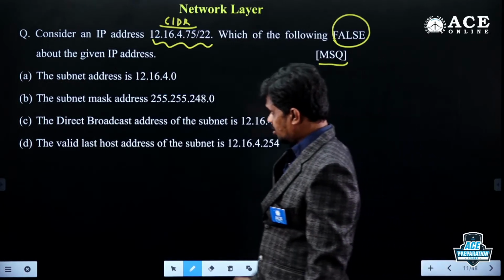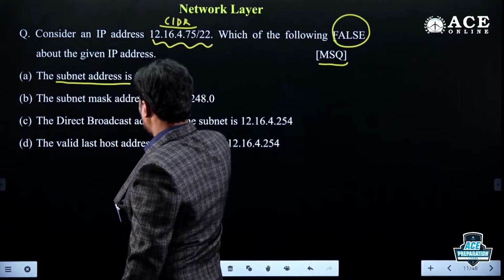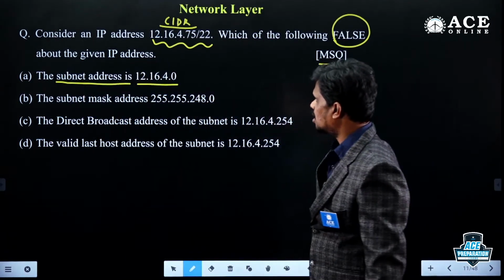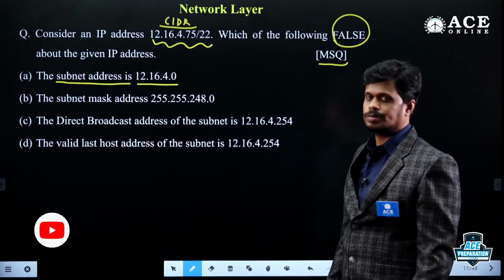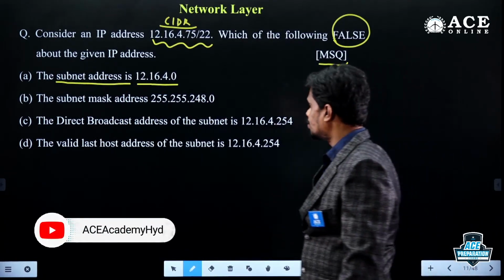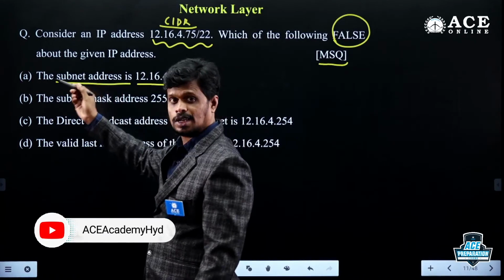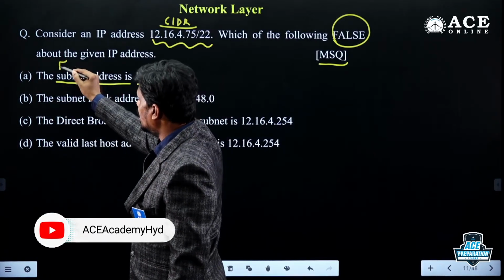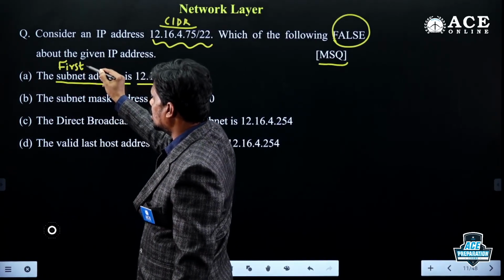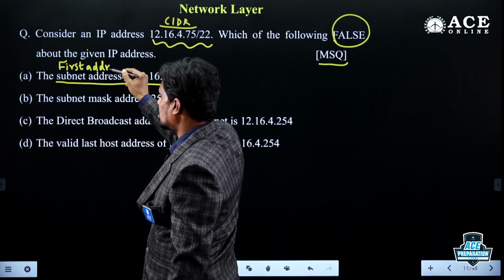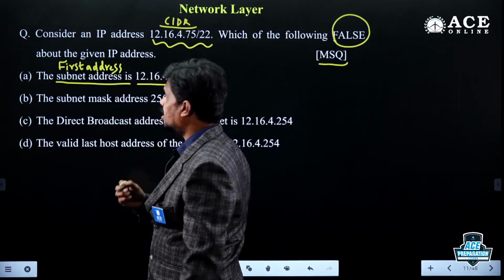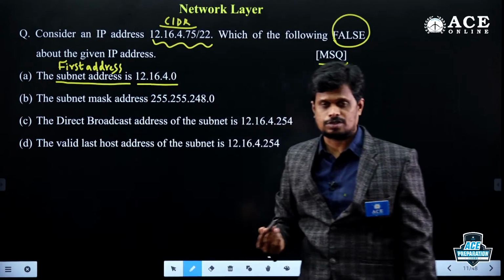Right. So the first one is saying that the subnetwork address is 12.16.4.0. Is it true or not? Verify. So the subnet address, what can I say? Subnet address is the first address of the subnet, or not? Subnet address is also called the first address of the subnet, or not? Yes.